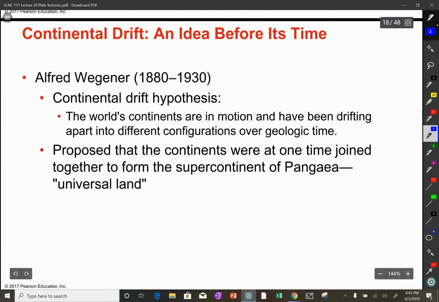Now, Alfred Wegener, I'm sure we pronounce it something different, but I say Wegener. He came up around the 1920s or so with the idea of continental drift. And he proposed that at one time, there was a universal land where all of the different continents were joined together. And that continent is called the supercontinent of Pangaea.